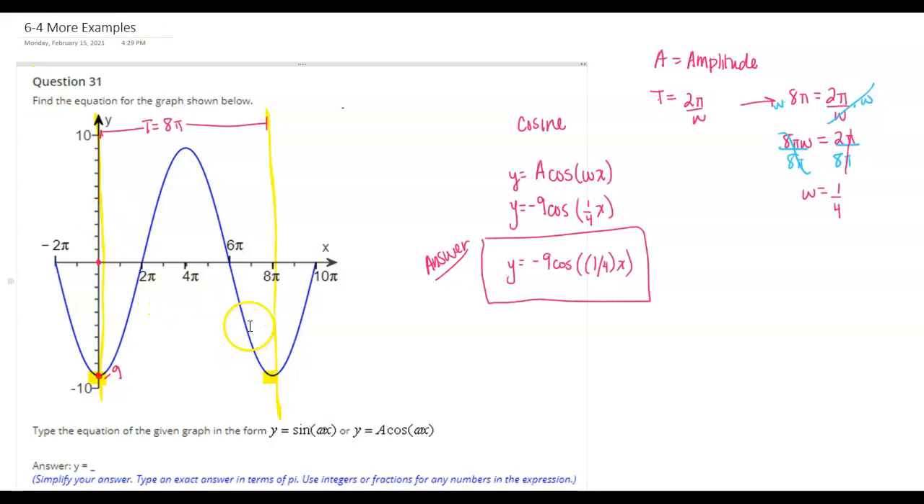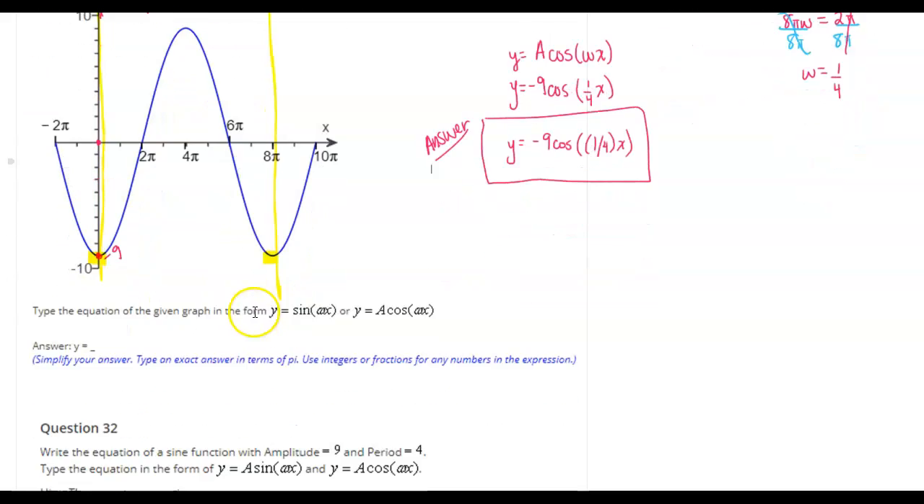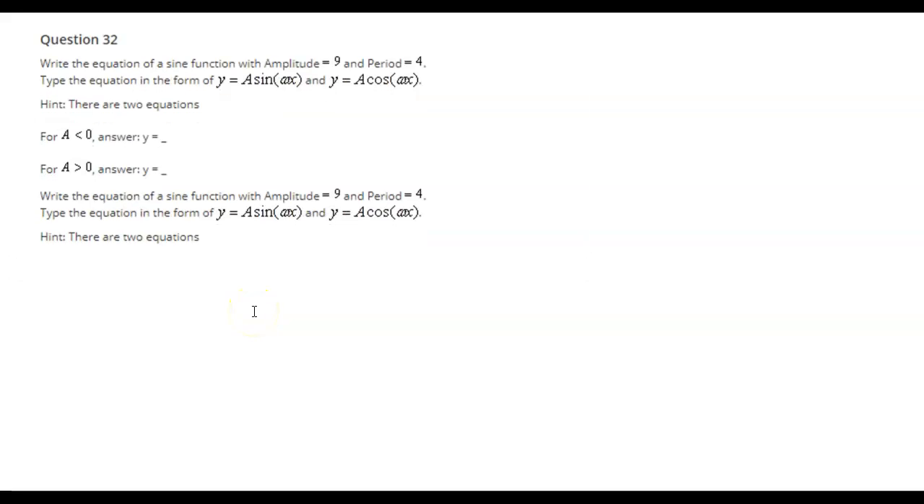All right, so the next question we had was, write the equation of a sine function with the amplitude 9 and period 4. Type the equation in the form y equals a sine omega x and y equals a cosine omega x. Hint, there are two equations. This one specifically says it only wants sine, and it wants sine for when a is less than 0 and for a is greater than 0, and that keeps referring to the amplitude.